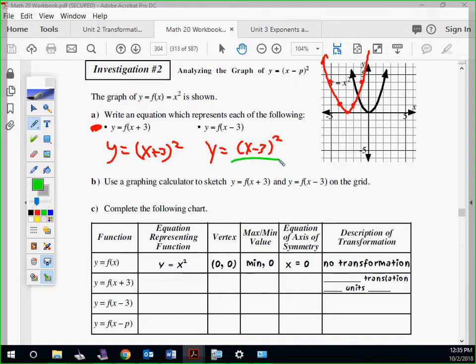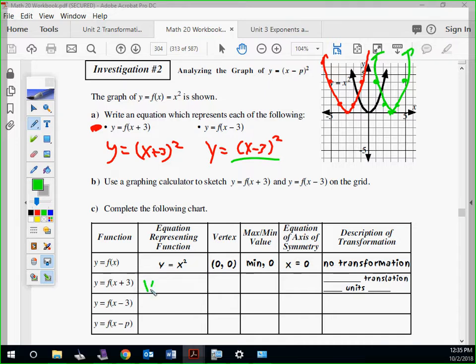If I put 0, I get 9 again. If I put 1, I get 4. Put 2, I get 1. It's there, it's there, it's there. And so you see this one moves right. Okay, so we didn't have to use the graph calculator sketch. We already did that. I'm going to fill this table out with you. So we already have this stuff.